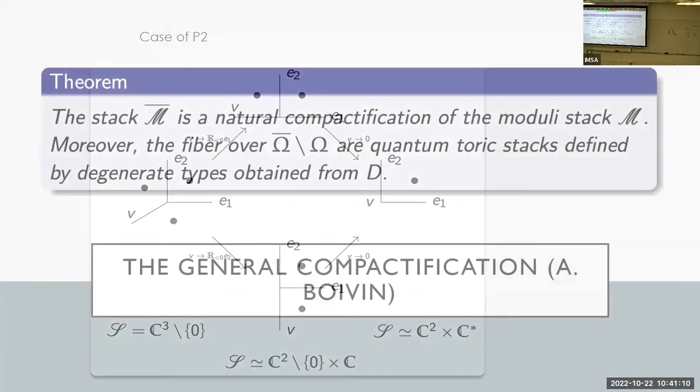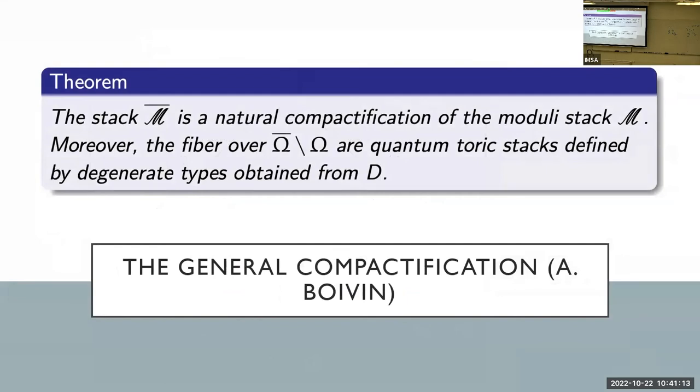Antoine Boivin took our calculation for RP^D and did it in general. And it has a universal family and everything. So we have the compactification for the moduli space of toric varieties, a little bit of what Mustață was asking for at some point. And that's all. I'm very late. Thank you very much.